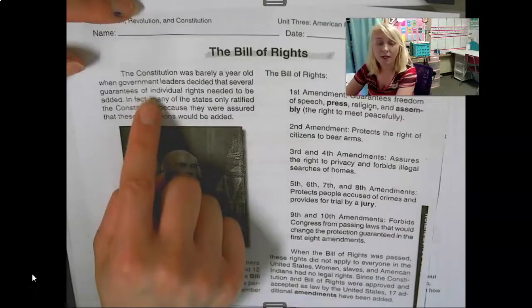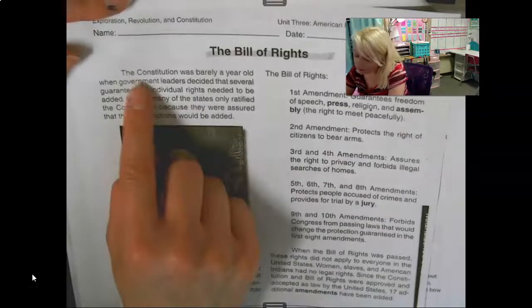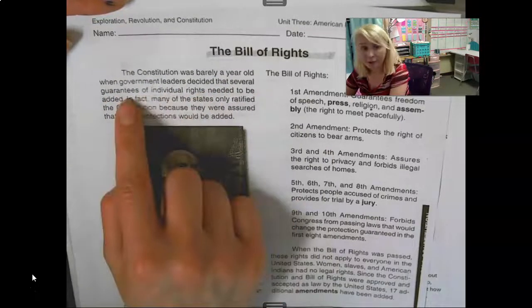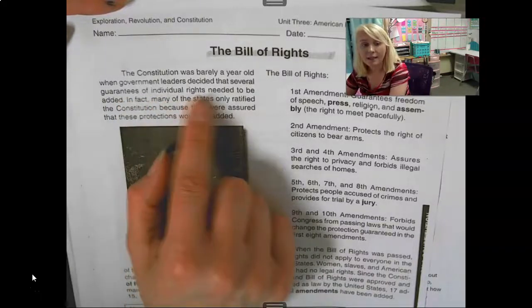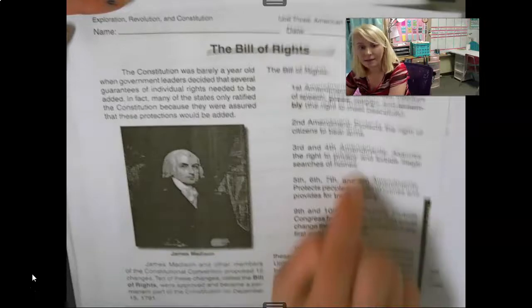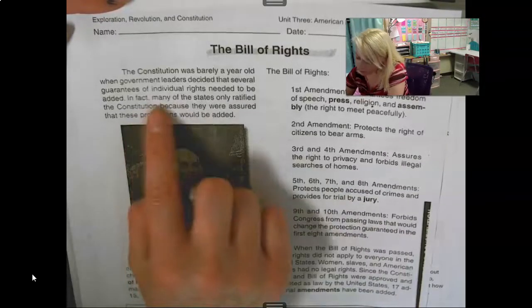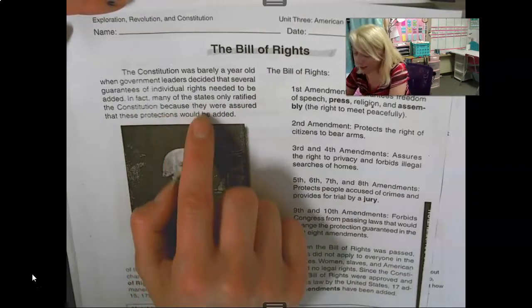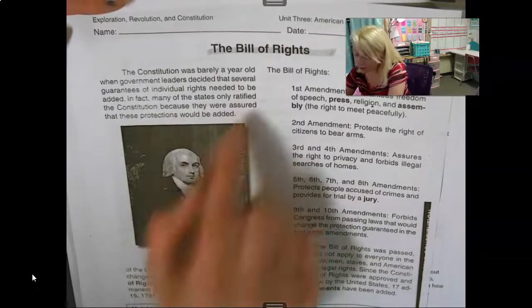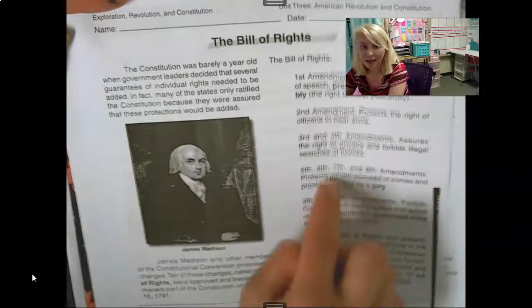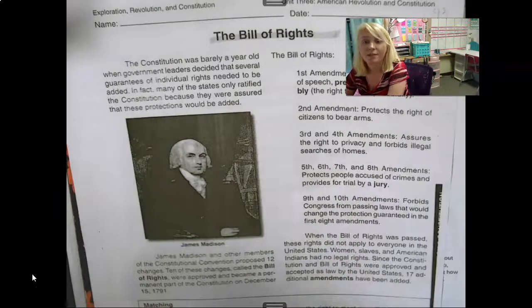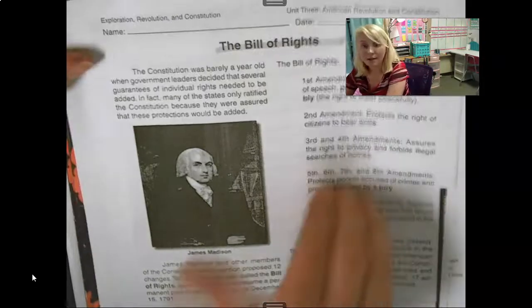All right, let's start with this first paragraph. I'm going to read it out loud to you. The Constitution was barely a year old when government leaders decided that several guarantees of individual rights needed to be added. These needed to be added. In fact, many of the states only ratified the Constitution because they were promised that these protections would be added. Ratify means to make it official. So the only way these states would agree to accept the Constitution as a guiding principle in their lives was if these 10 amendments were added.